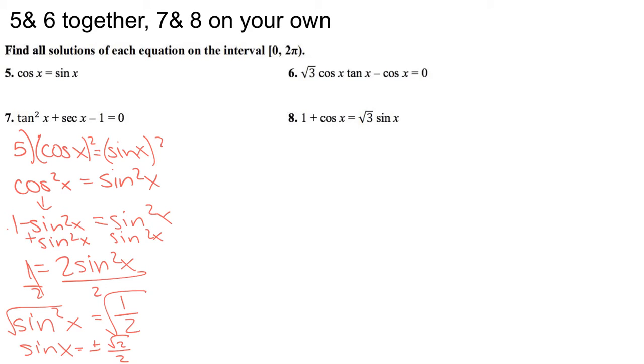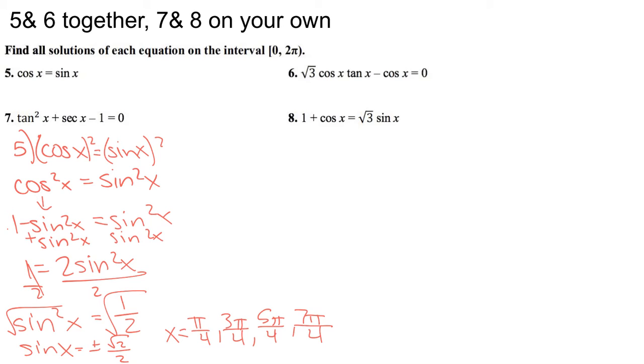There are a lot of locations to find that. That's all the pi over 4s. So x equals pi over 4, 3 pi over 4, 5 pi over 4, and 7 pi over 4. That covers the positive and negatives.